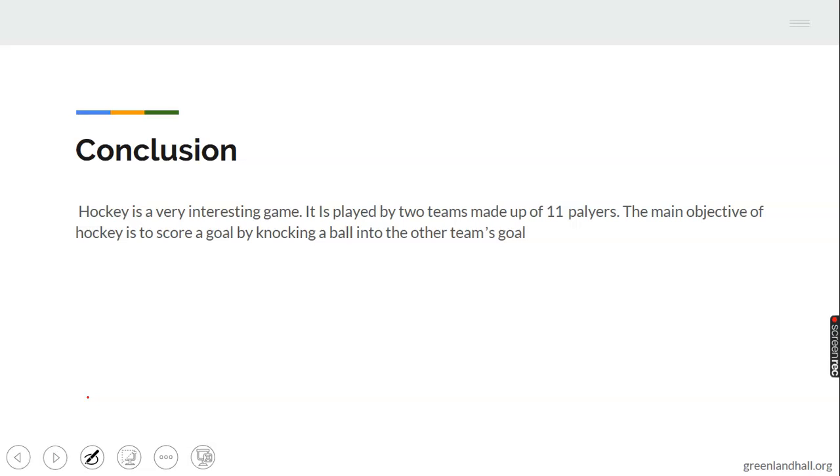Now, in conclusion, hockey is a very interesting game. It is played by two teams made up of 11 players. Yes, players. It is made up of two teams, and each team has what? 11 players. And like I told you before, the main objective of hockey is to score a goal by knocking a ball into the other team's goal.